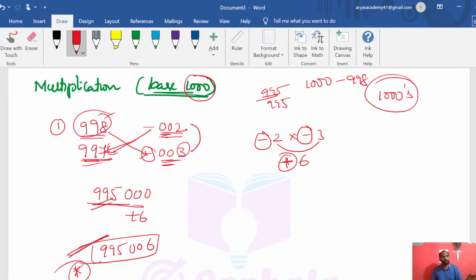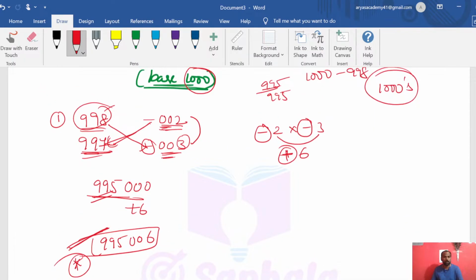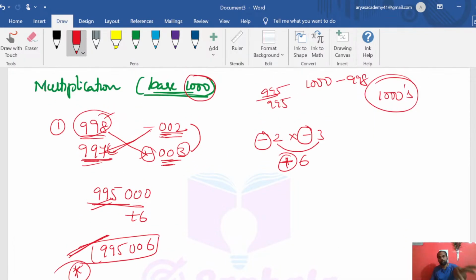I hope you are able to understand this one. Please mention in the comments, were you really able to understand whatever I have explained, or do you want me to repeat the concept? Anyhow, I'll be repeating with two more examples, but tell me whether you understood what I have done till this point of time.